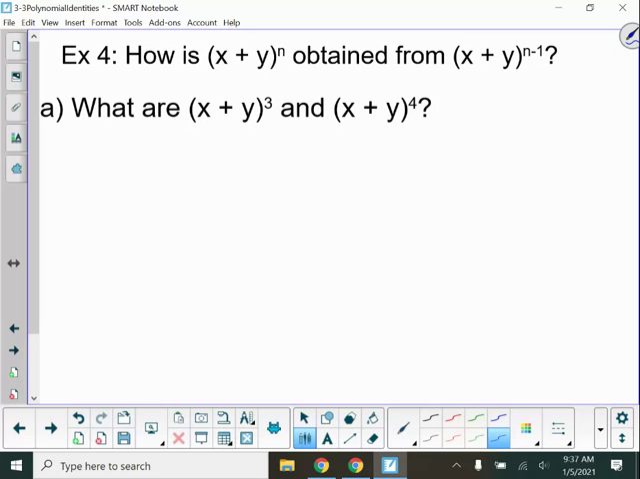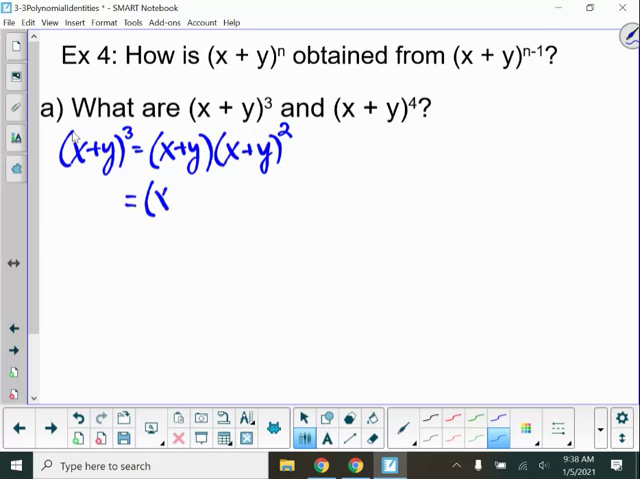So starting with (x + y)^3, that is the same thing as (x + y) times (x + y) squared. And according to our sum of squares, (x + y) squared is x squared plus 2xy plus y squared. And then we have to go through and multiply these together, and then we'll simplify our answer.